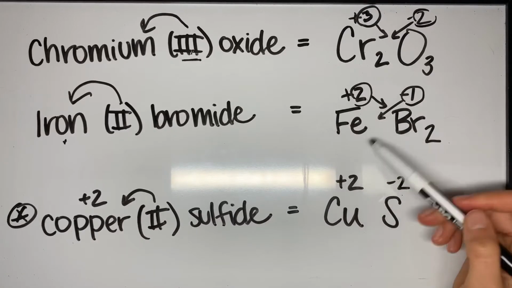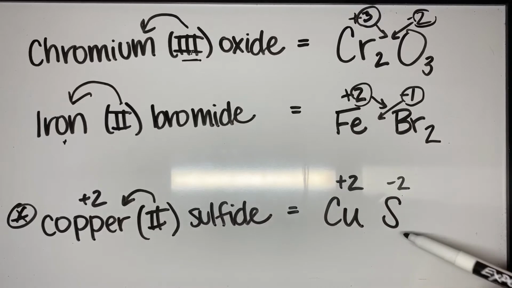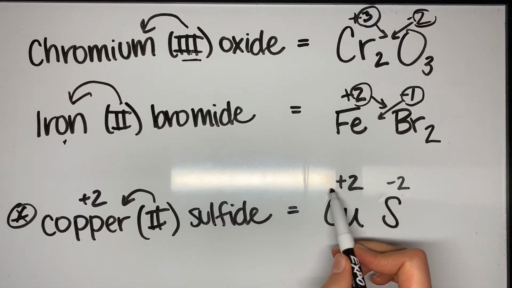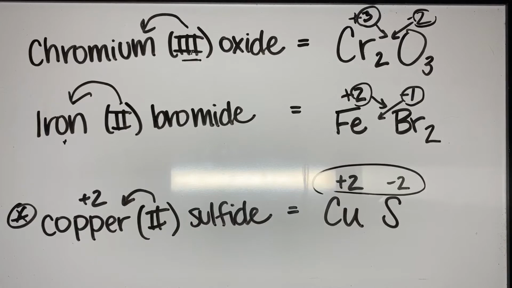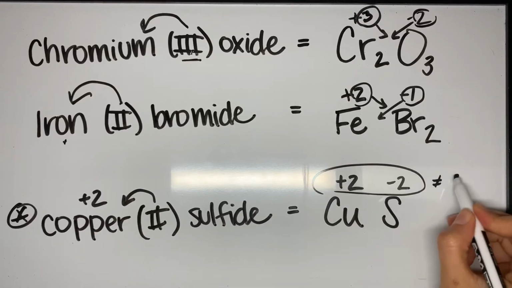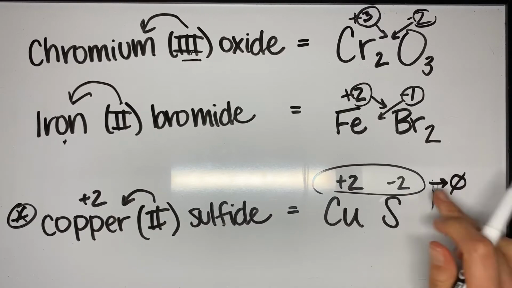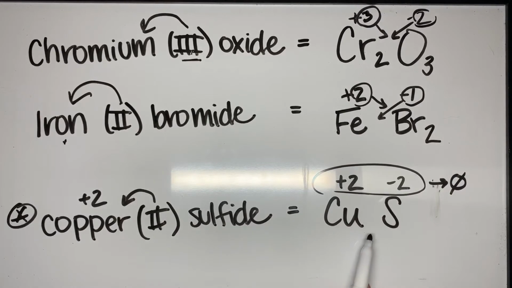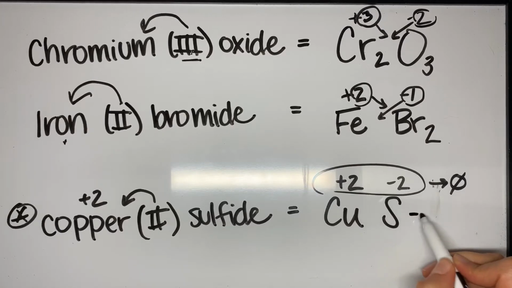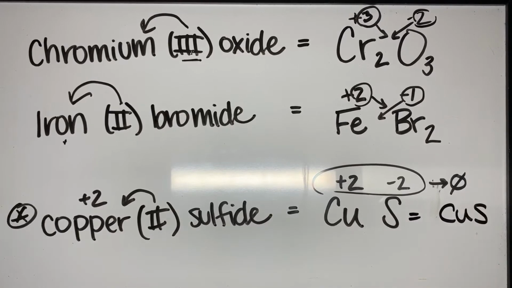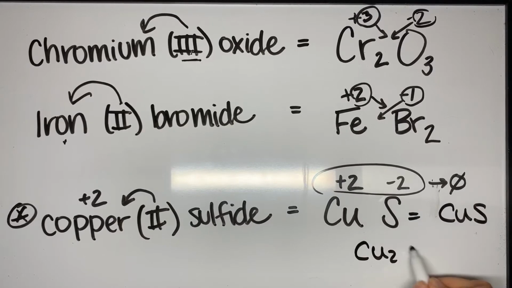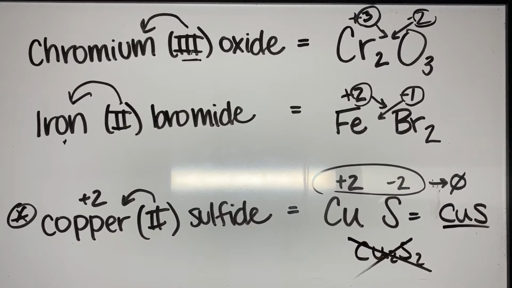Now normally, again, with the crisscrossing, you would bring the numbers down as subscripts, but you can stop here and see that these are equal and opposite. A +2 and a -2 are going to cancel each other out to give you 0. That means that you don't need to put any subscripts on this. You can leave it as CuS. So you just have to be careful with that, because Cu2S2 is technically incorrect. This is the only correct answer for this name.